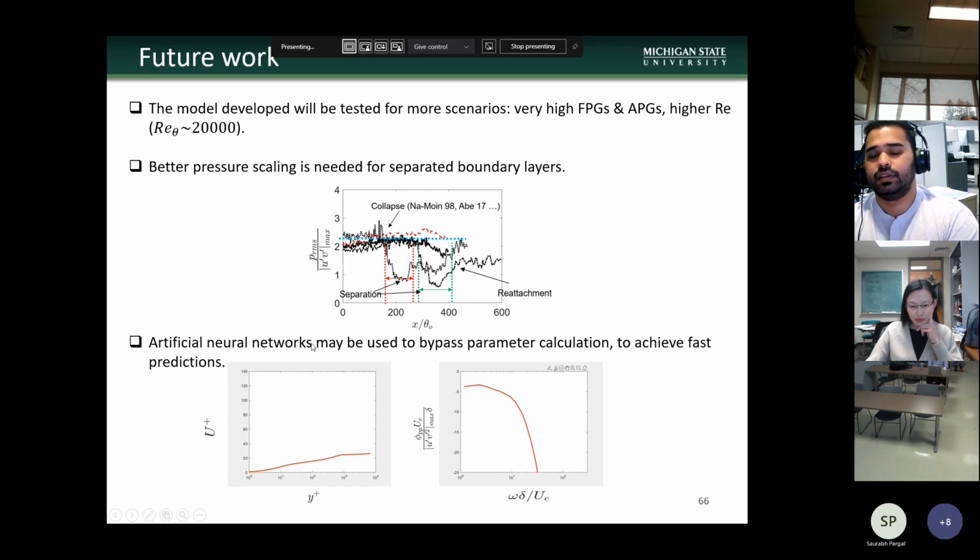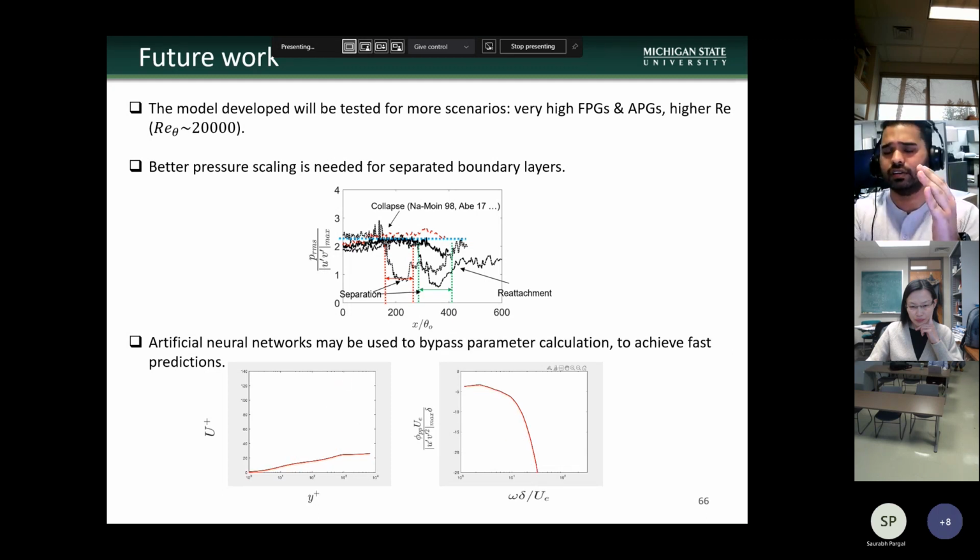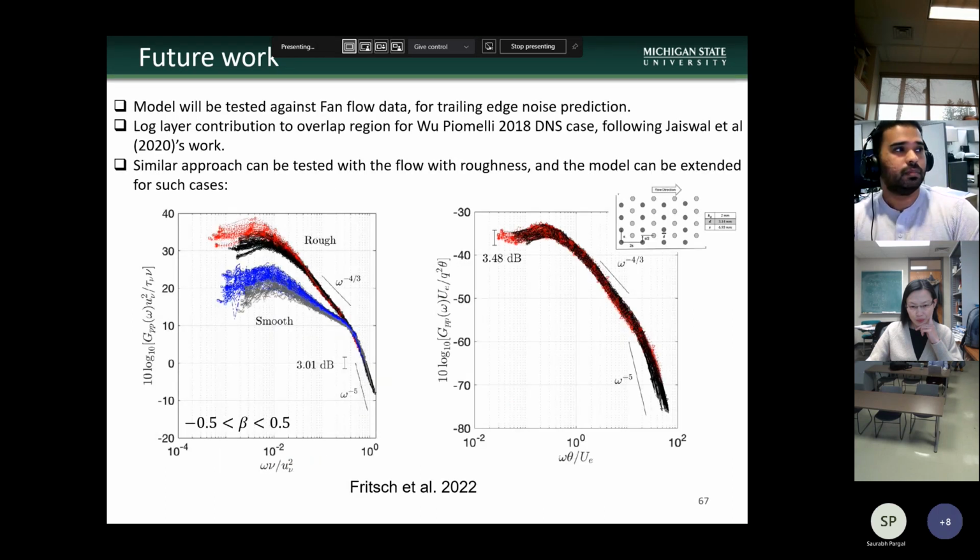Third, we can use machine learning approaches so that we can bypass these parameter calculations. Instead of calculating the Coles parameter and wake parameter every time, we can use these machine learning approaches so that we can bypass the parameter calculation, and directly the variation of wall velocities can be reflected in the wall pressure spectra. Then the model will be tested against fan flow data, which we have for trailing edge noise prediction. Following that, we can also use it for log layer contribution.